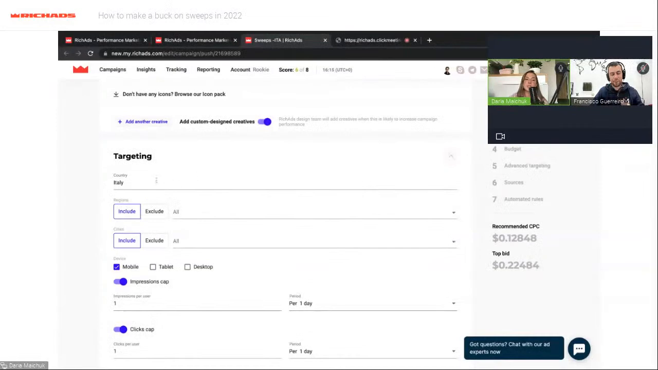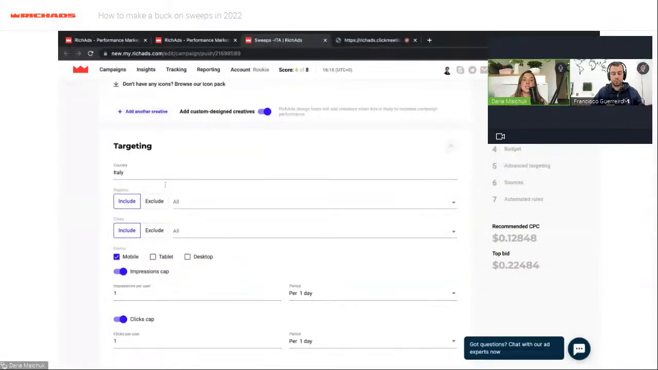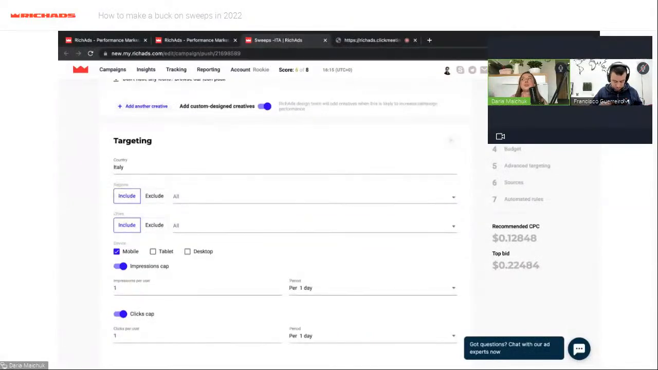And it will be your targeting. Targeting: here I choose a targeting country, Italy, because my campaign, my offer is for Italy. We also have the targeting for regions and cities. We need it, for example, for some countries when in the different regions they have a different language, for example, in India.